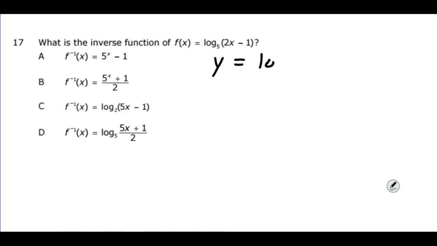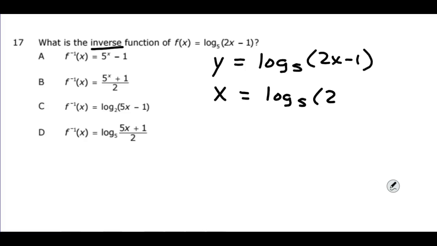So we have y equals the log base 5 of 2x minus 1. That's just what they say. And so to be able to do the inverse function, I need to switch the x and y. So now x equals the log base 5 of 2x minus 1. At this point, we need to understand, we're switching the x and y, so this would be 2y minus 1.